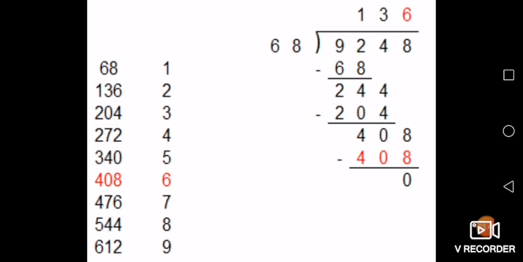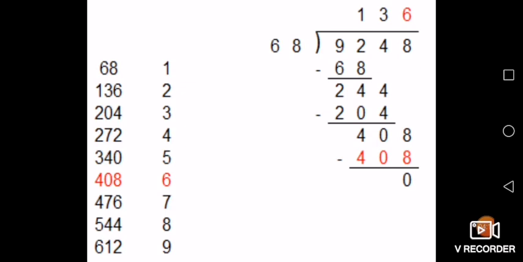The next number will get down. When we are doing the question, we are not going to put arrows like this number is going to get down; that is only for your understanding of whichever number is coming down. So 4 will get down. Now you can see the dividend will become 244. Now 244 is nearer to which number? Yes, that is nearer to 3 times 204.